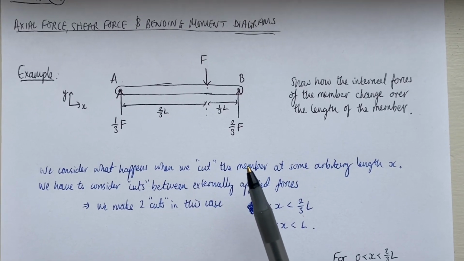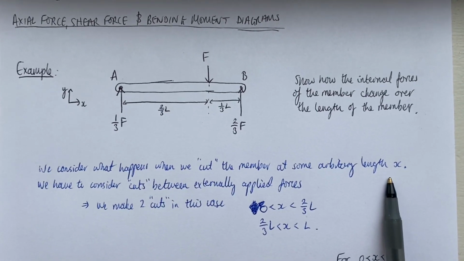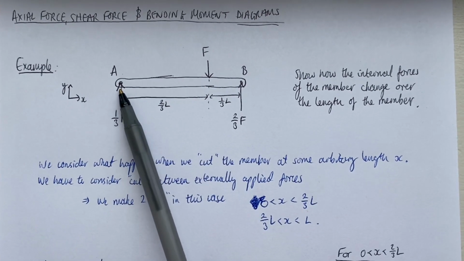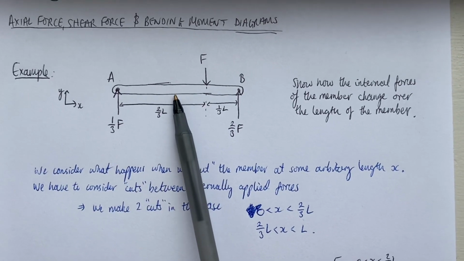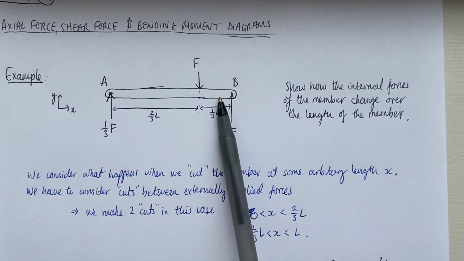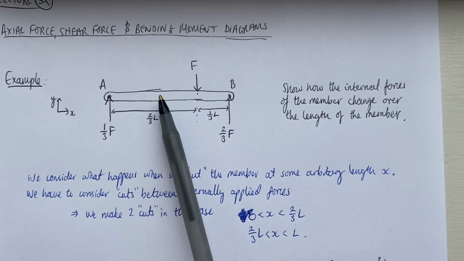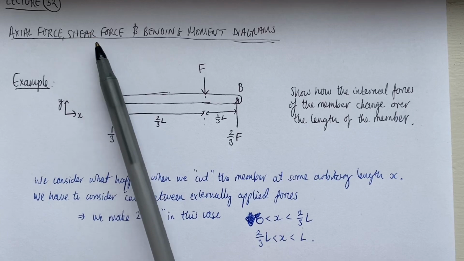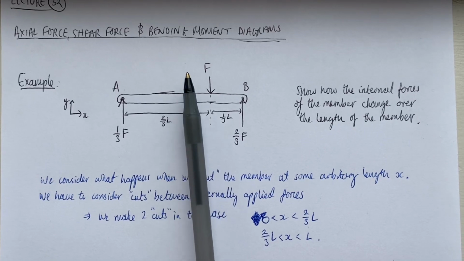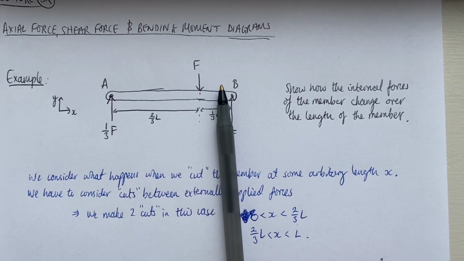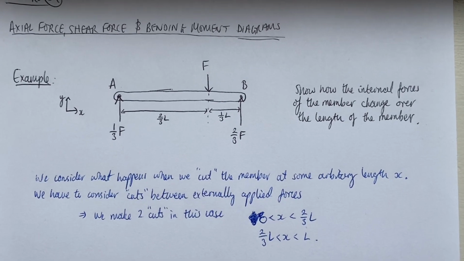And we need to make some cuts along the member to show how the internal forces change with X. And we need to make these cuts between externally applied forces, because you can see if we cut the member somewhere here, and if we cut the member somewhere over here, this externally applied force F is going to change the magnitude and direction potentially of these three forces within the member. So we need to make one cut this side and one cut this side to show how this F changes what's going on inside the member.